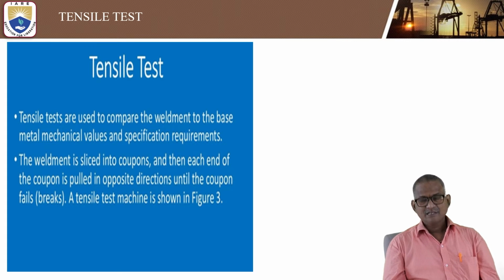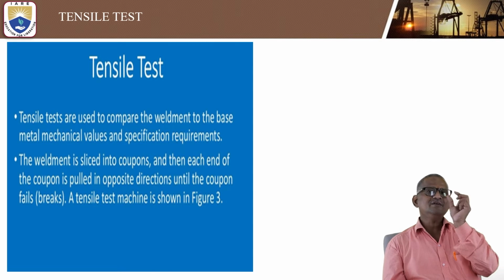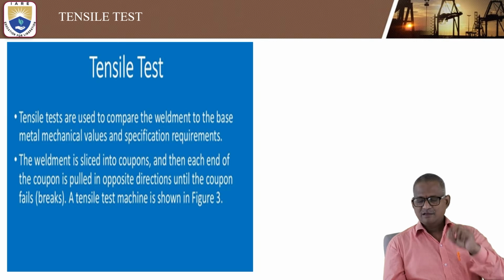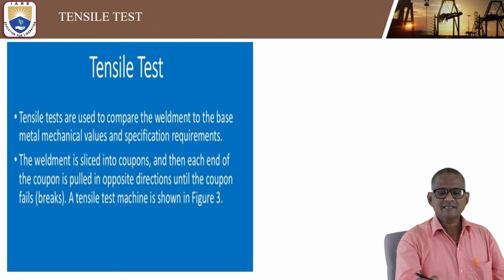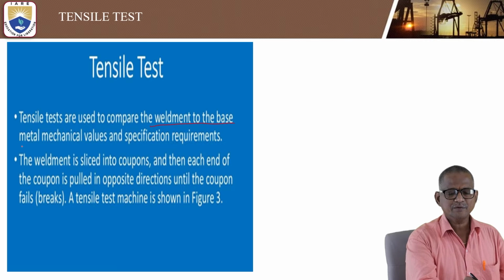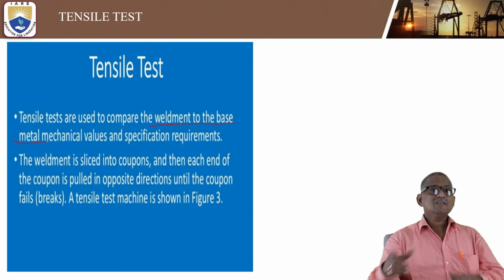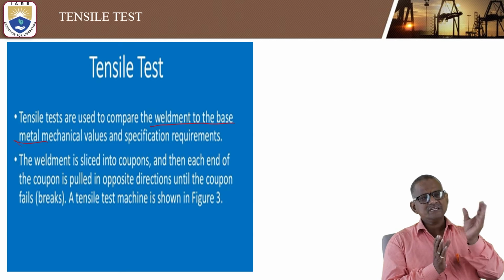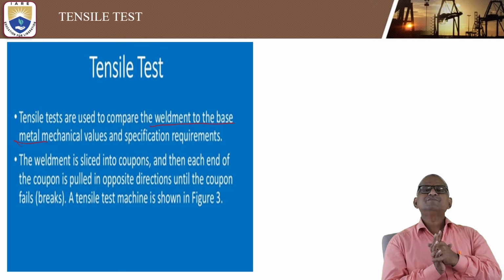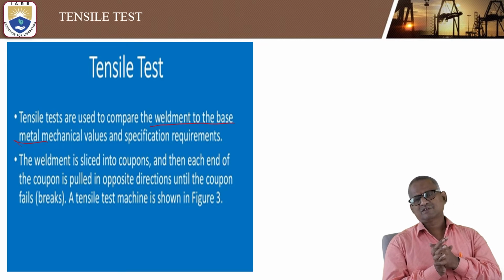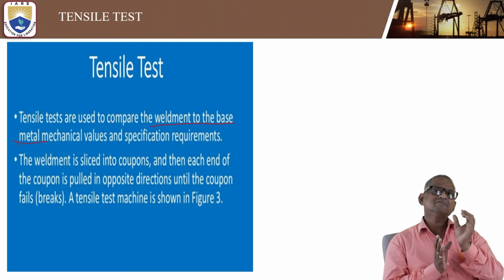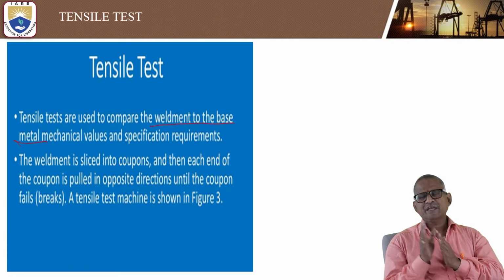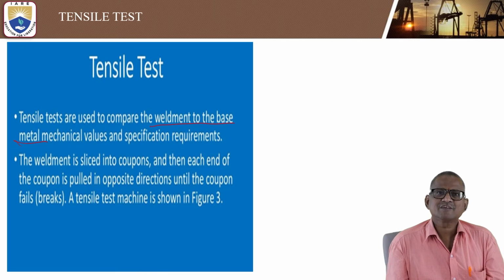So in general, tensile tests are used to compare the weldment to the base metal. Are you able to understand? Weldment to the base metal, mechanical values and specification requirements. Actually the customer needs, say, 150 BHN, Brinell hardness number, or they give some other specification. So in such cases, how are you able to maintain the specification as per the customer requirement?